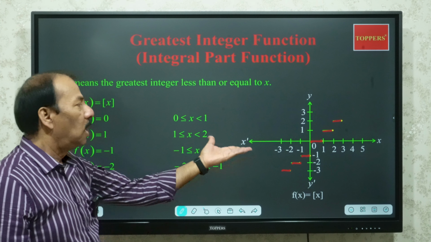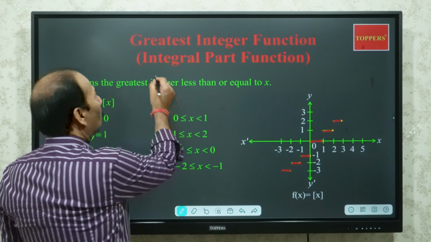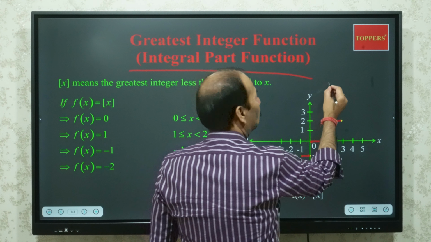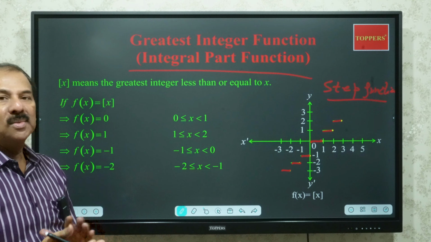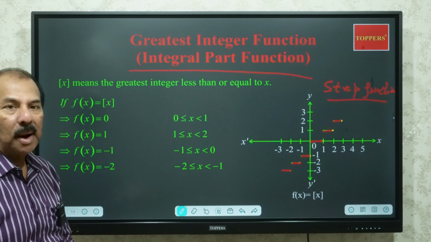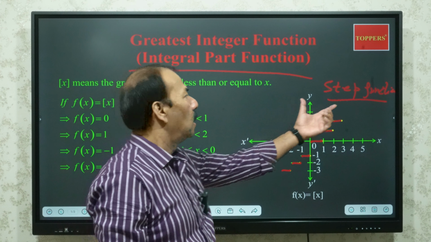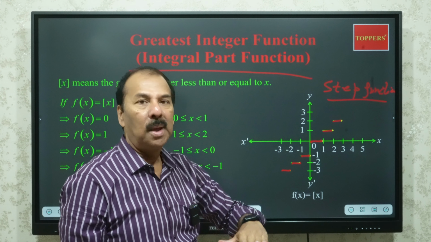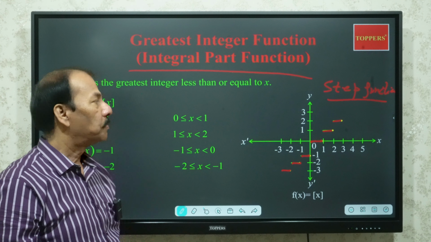So when it is behaving as the steps of a staircase, from that concept we say this greatest integer function is also termed as a step function. This is a step function. So you call it greatest integer function, integral part function, simply integral function, or you call it step function. This nomenclature is given just because of this geometrical representation, that it behaves like steps of a staircase. So we have this particular name, step function.